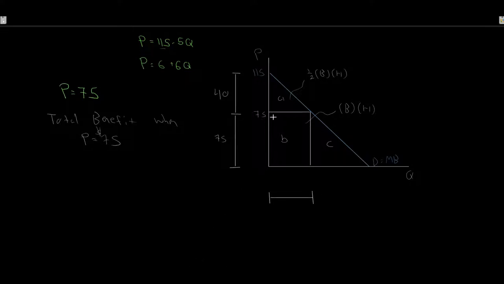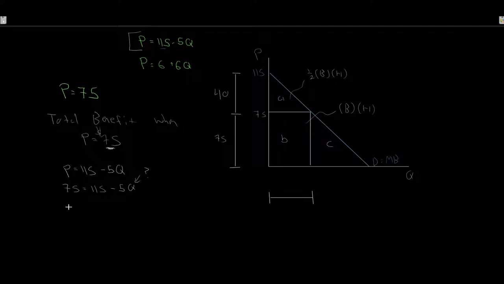So let's pull forward our demand equation. Price equals 115 minus 5Q. And keep in mind, I know what my price is. So let's update that: 75 equals 115 minus 5Q. From here, we have one unknown. What's this Q? That's what we need to solve for. So we rearrange and do a bit of algebraic voodoo, find our unknown.